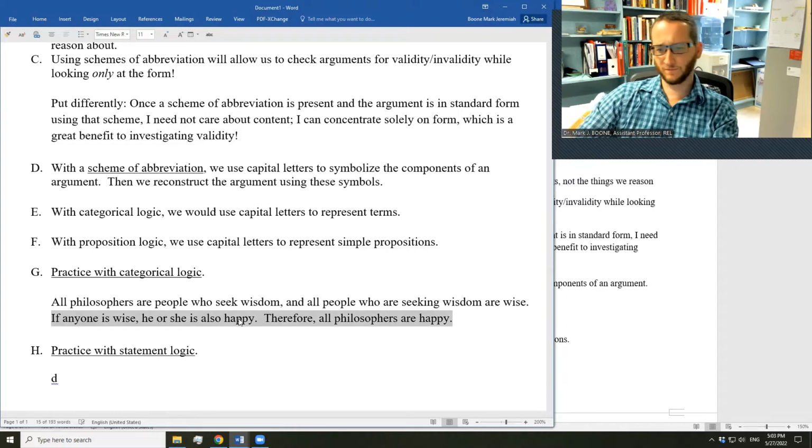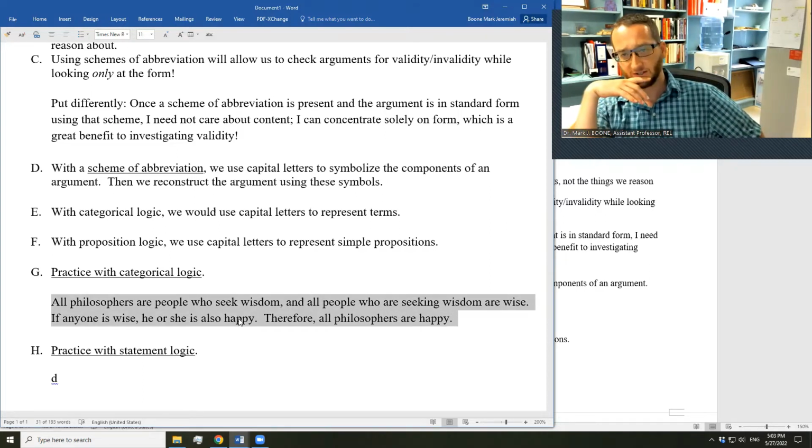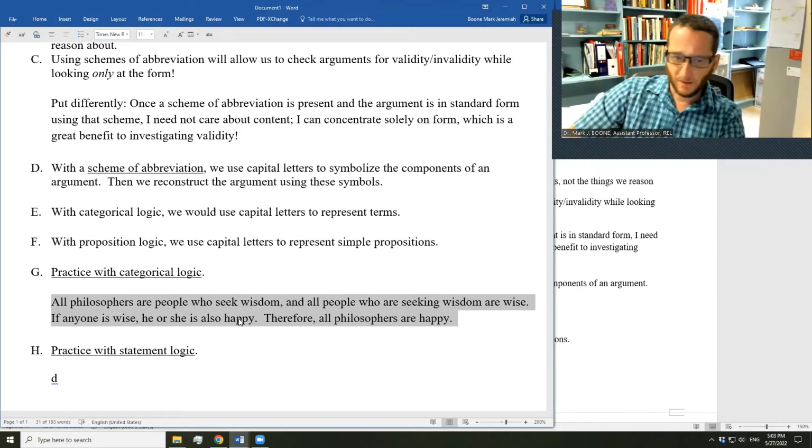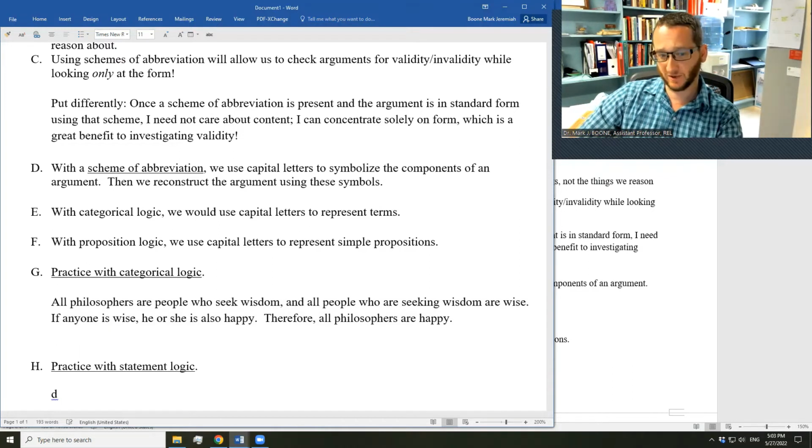Now, if you want to find out whether this argument has true premises, study Augustine's Contra Academicos, Against the Academics. This argument will come up, I believe, in book 1. But for our purposes, we don't care if the premises are true.